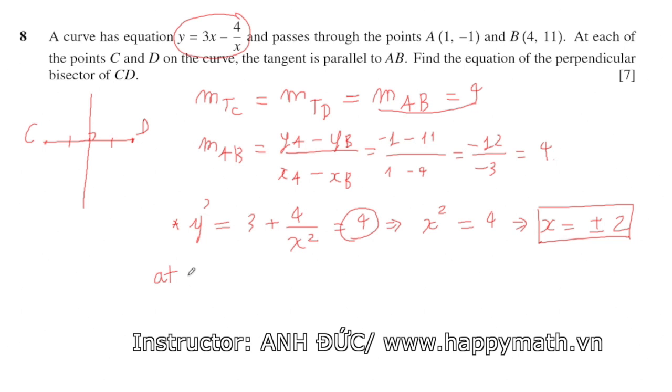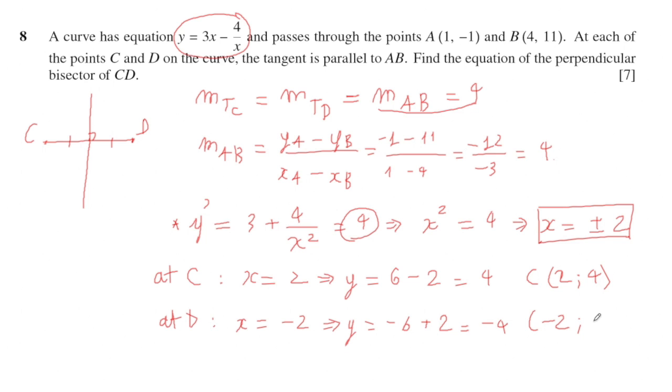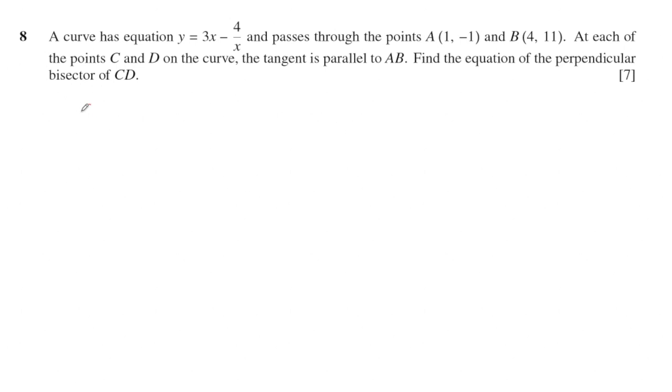I can put C at x equal to 2 and D at x equal to minus 2. Now for the corresponding y, when x equals 2, you substitute in: 3 times 2 equals 6, and 4 divided by 2 gives 2, so 6 minus 2, y is 4. So the first point C is (2, 4). The second one: minus 6 and plus 2 gives minus 4, so D is (minus 2, minus 4). Quite easy to remember C and D, right? We write that: C is (2, 4) and D is (minus 2, minus 4).